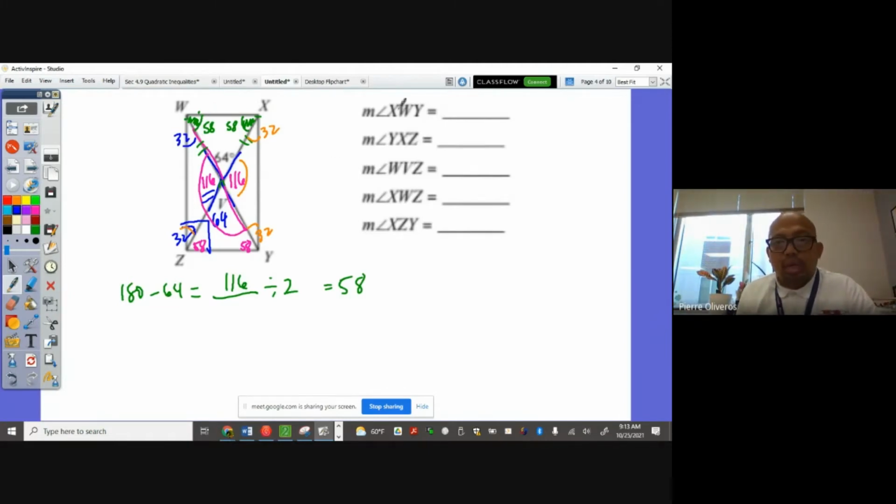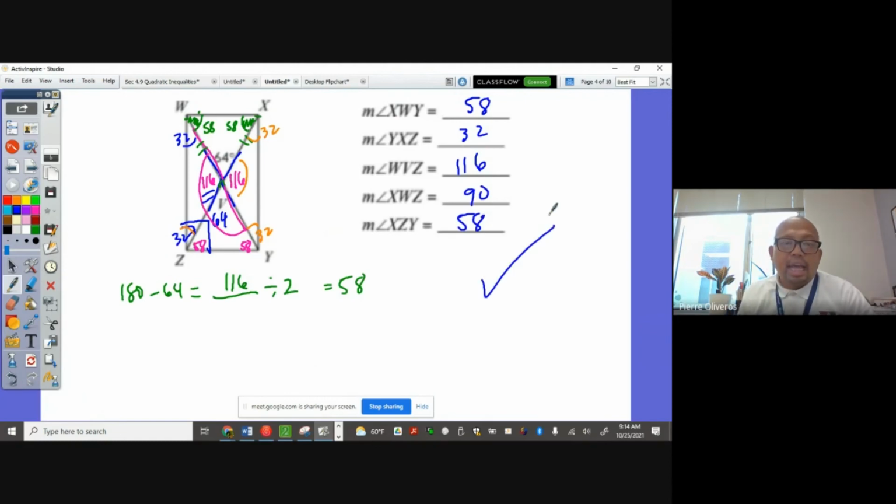So let's solve it now. So XWY, where's X? XWY is 58. YXZ is 32. WVZ is 116. XWZ, obviously that's 90. And XZY, which is going to be 58.